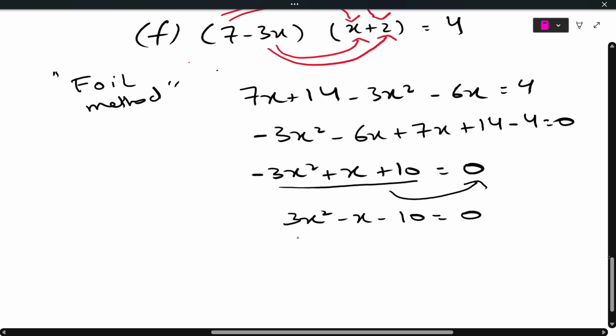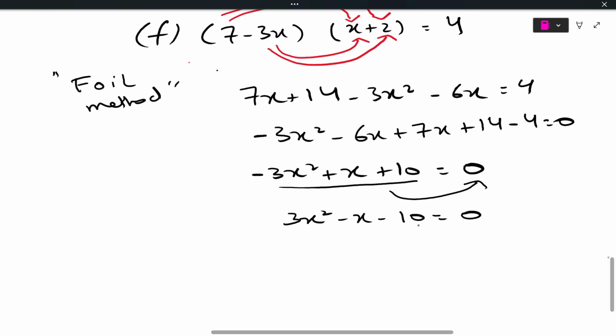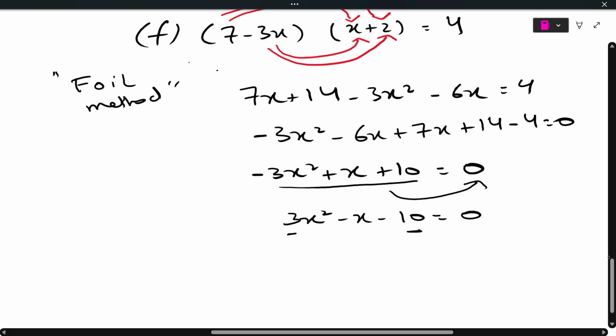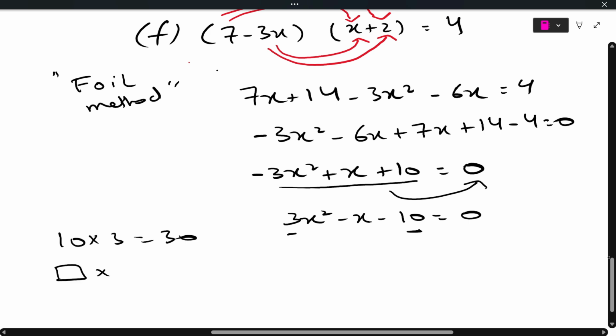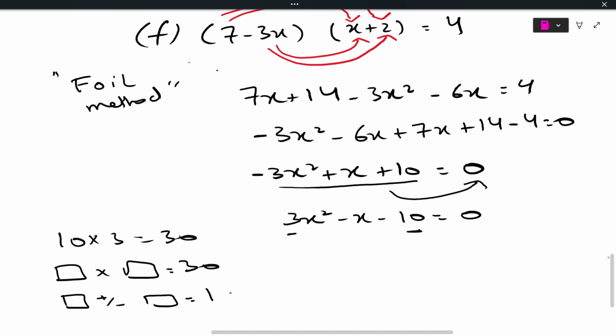Yes. Alright, now what we have to do, obviously we have to do the middle term break. So for that we always take the number which is without any variable, we multiply it with the number which is behind x square. So that's gonna be 10 times 3, which is 30. Then we think of two numbers which when multiplied will give us 30, and when added or subtracted will give us our middle value, which in this case is again 1, right? So what do you think, which are these two values?